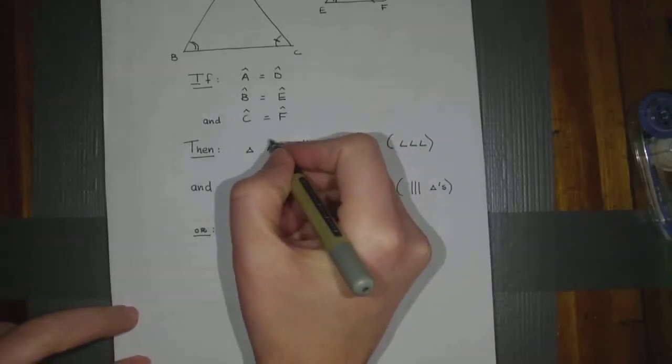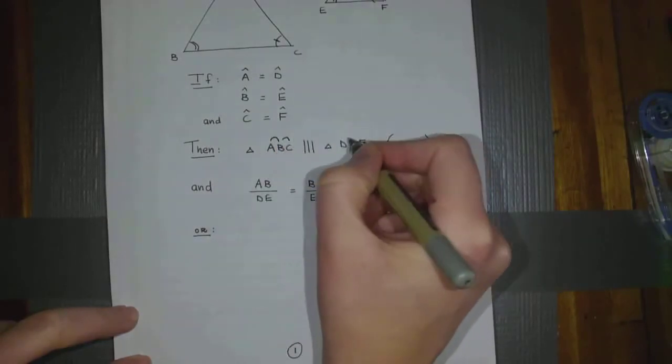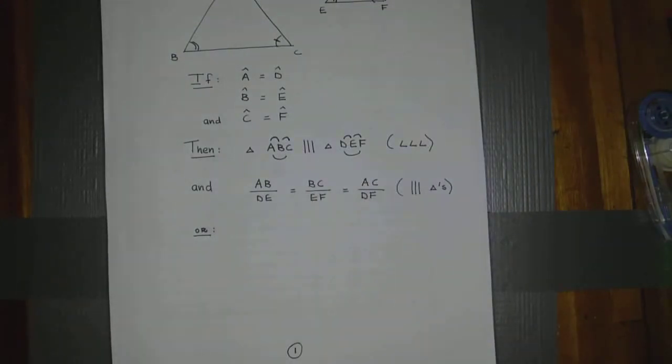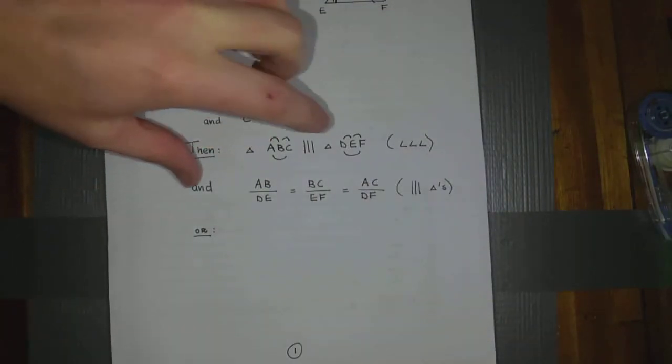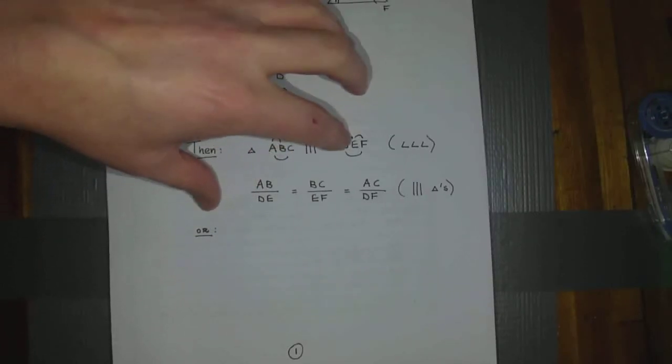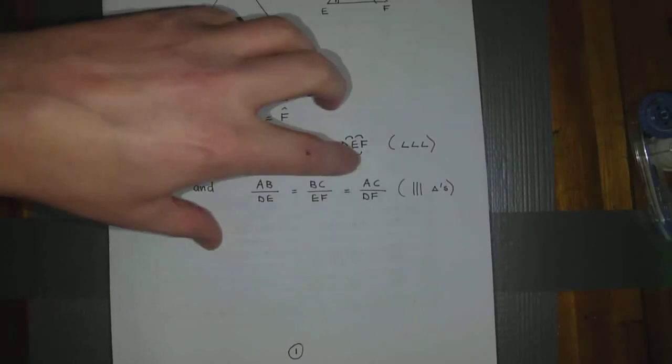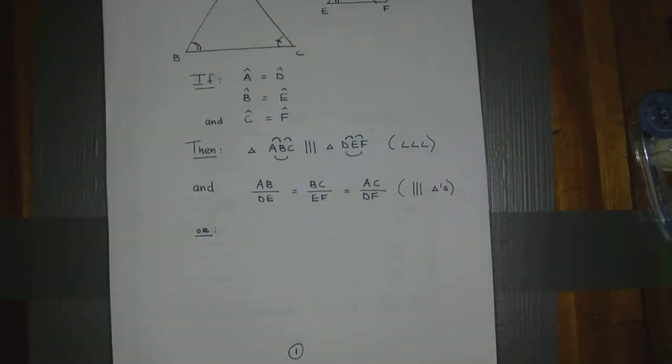Now, those proportions you can very easily see from that similarity statement, meaning AB over DE is equal to BC over EF is equal to AC over DF. But just like I explained to you guys with the proportionality theorem, that's not the only statement we can make. We can also do this.